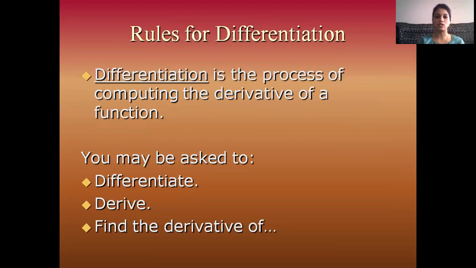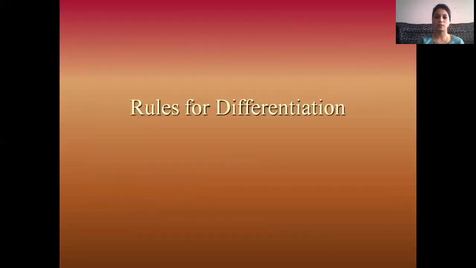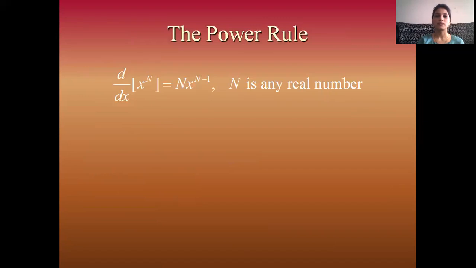Rules for differentiation. Differentiation is the process of computing the derivative of a function. You may be asked to differentiate, derive, or find the derivative of. First rule, the power rule. Power rule is d by dx of x raised to n is equal to n into x raised to n minus 1. n is any real number.